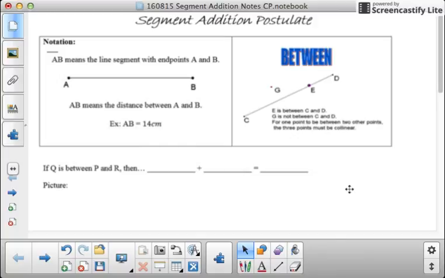Good morning. Sorry I wasn't able to be here today, but what I have for you is a quick video lesson on segment addition.